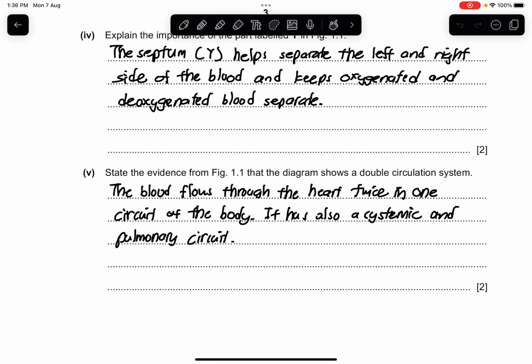Question 1(v): state the evidence from Figure 1.1 that the diagram shows a double circulation system. What basically is a double circulatory system? It means that the blood flows through the heart twice in one circuit of the body. It has a systemic and a pulmonary circuit. Systemic is basically the normal one with the aorta and vena cava. The pulmonary is in the lungs, with the pulmonary arteries and the pulmonary vein.